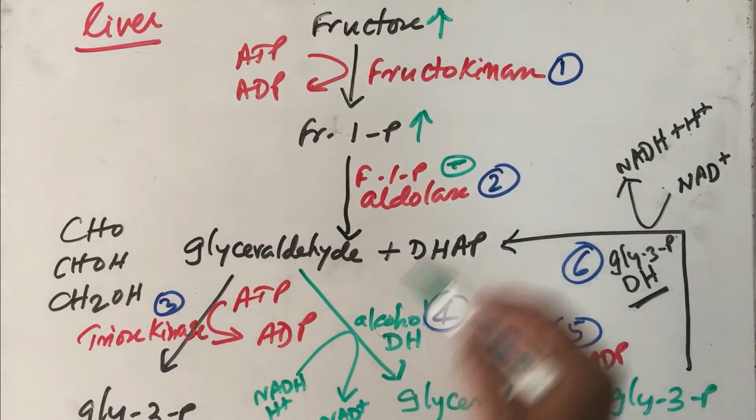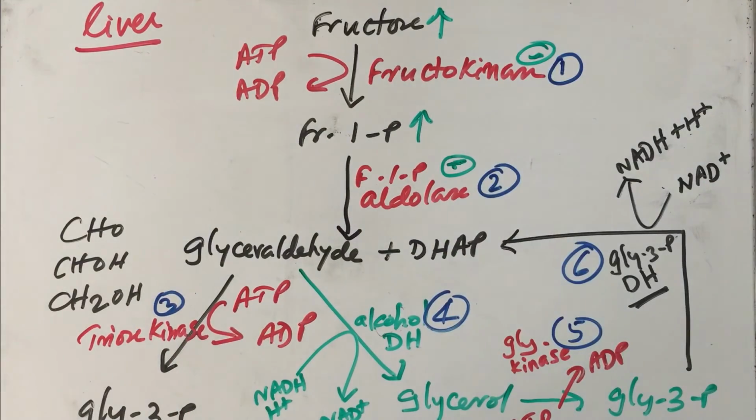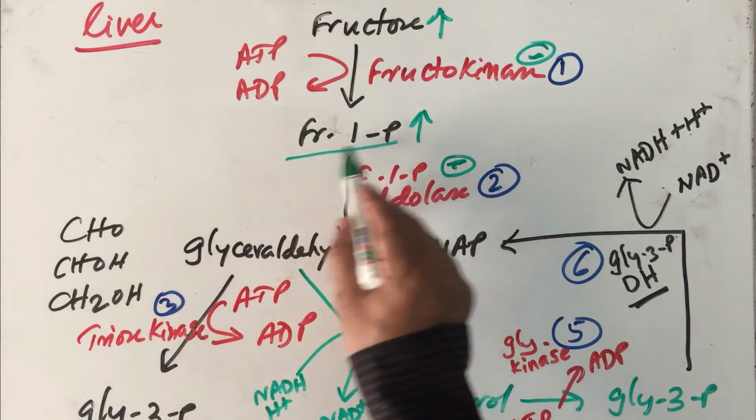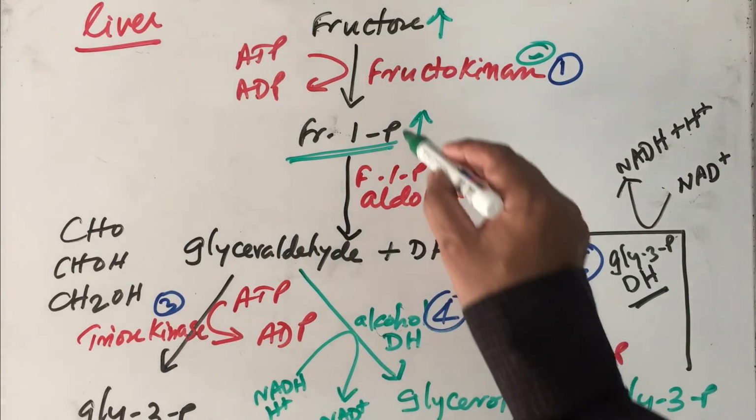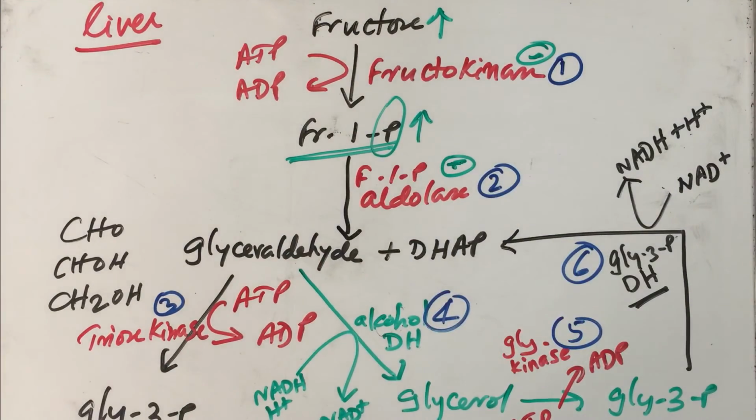And what will happen if this enzyme is deficient, or this enzyme can also be deficient, fructokinase? What will happen is a lot of fructose 1-phosphate gets trapped. In other words, phosphorus gets trapped. Okay, so that can lead to activating the glycolytic pathway in a faster manner, and it can lead to acidosis in the body. So this situation, due to deficiency of fructokinase and fructose 1-phosphate aldolase, leads to fructose intolerance, and it is a genetic defect in certain individuals.